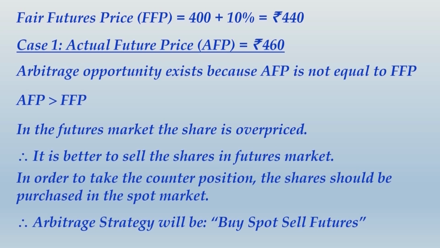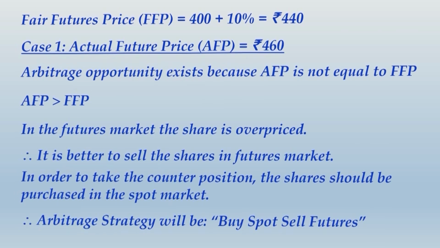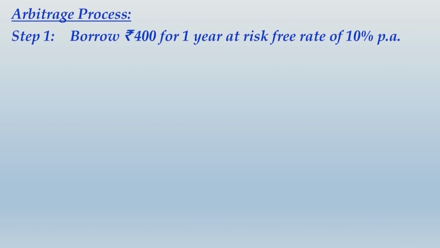Alright friends, you would have finished writing this whole thing. Let us move ahead and write down the arbitrage process. So the arbitrage process will be a step by step structuring of the entire strategy. First step will be to borrow rupees 400 for 1 year at risk free rate of 10% per annum. Understand one thing very well. Your strategy was to buy the share in the spot market. Obviously, to buy the share you will need money, and this money you have to arrange by making sufficient borrowings, and these borrowings will be raised from the money market for 1 year at the given interest rate of 10% per annum.